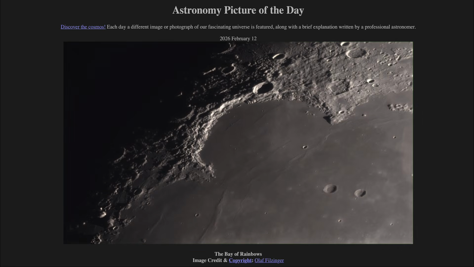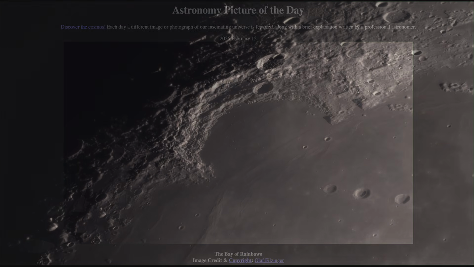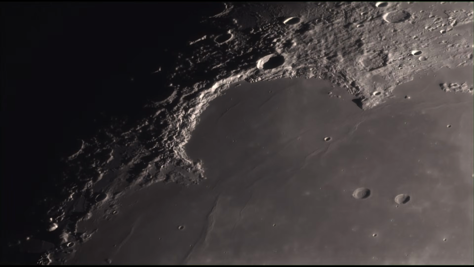Today's picture is titled The Bay of Rainbows. So what do we see here? Well, here we see an image of a small portion of our moon, and we're looking toward the northwest portion of Mare Imbrium. Now, what does that mean?